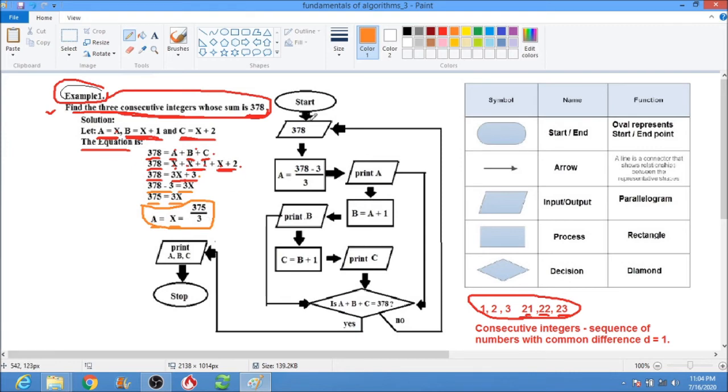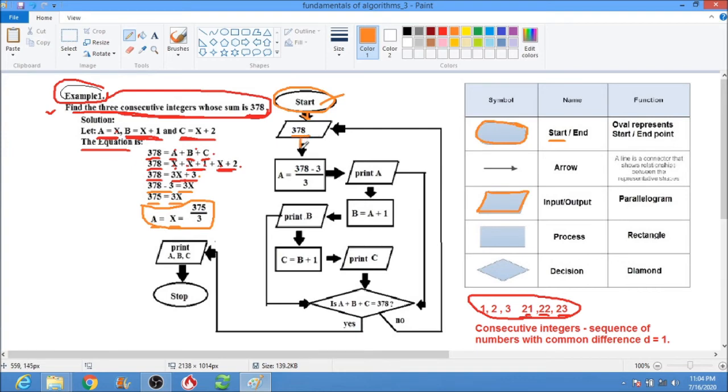The next step, let's draw our flowchart diagram. Start: we draw the oval as the starting point, and then write the start. Next, the arrow. Then next is the input. So we input 378.